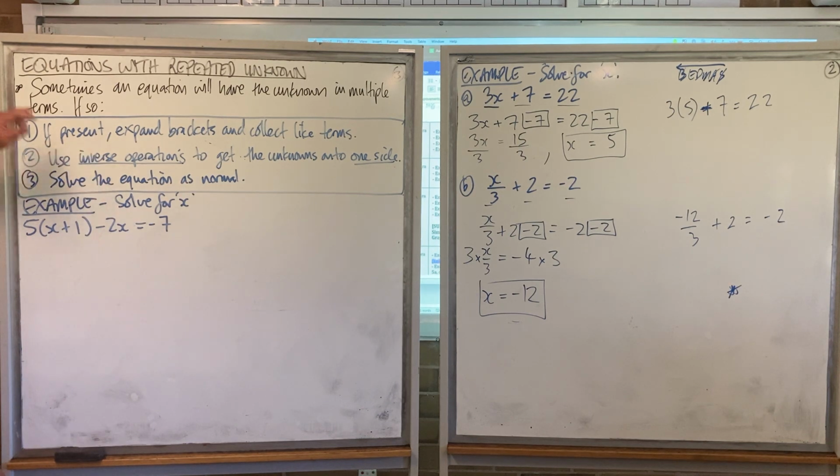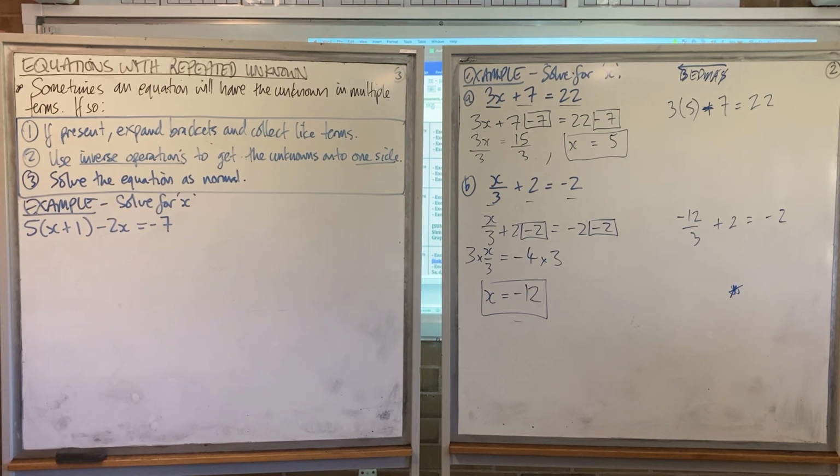So if present, expand any brackets and collect like terms. That's step 1. Step 2, use inverse operations like before. Step 3, solve the equation as normal. Sorry, step 2 was use inverse operations. You want to get the unknowns onto one side. And then you solve the equation as normal.